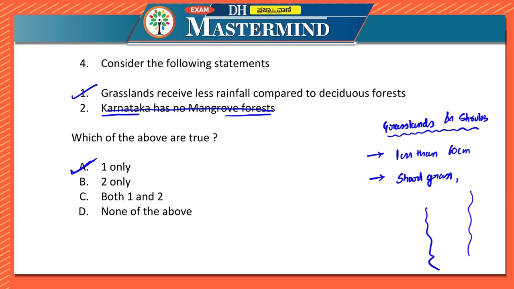Distribution of such vegetation itself is limited in Karnataka, but it is not that they are not present at all. They are present because of the presence of the coast, but it is not that they are not there at all. So I hope you have understood about this. Let us move on to the last question.